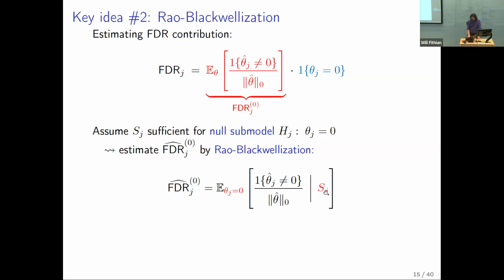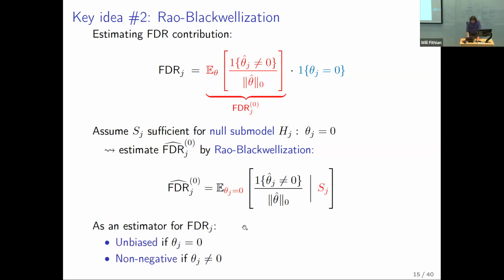But once I condition on Sj, it doesn't depend on the other thetas anymore. And so I can actually just calculate this either by Monte Carlo simulation or by a one-dimensional integral conditional on Sj. Okay, so as an estimator for FDRj, this is just Rao-Blackwellization, and so if the null really is true, then I'm calculating the right conditional expectation here. And so this is unbiased for the thing that I want to estimate.